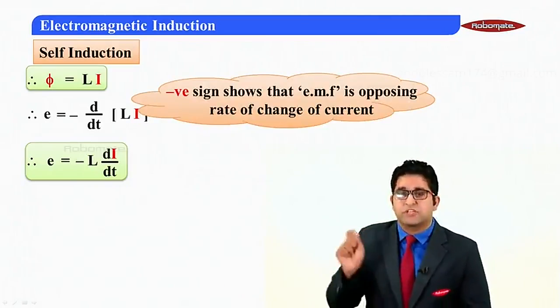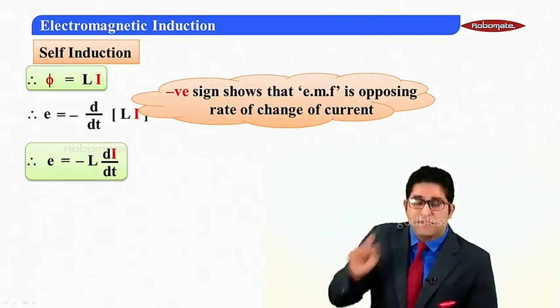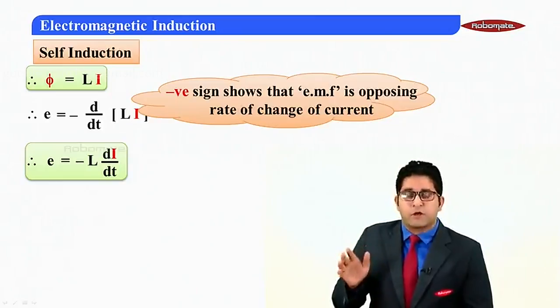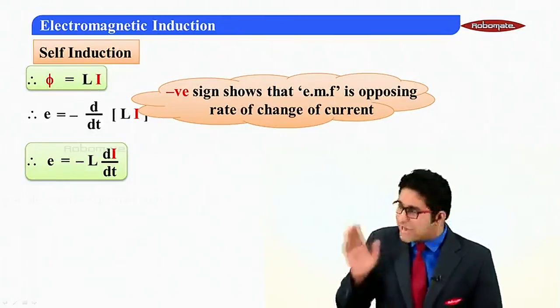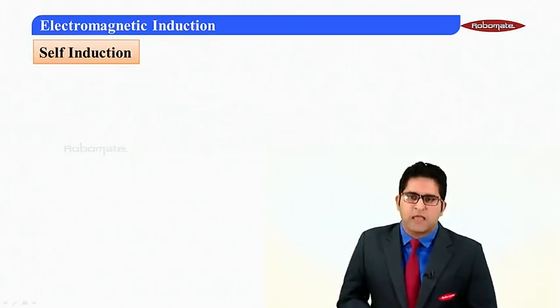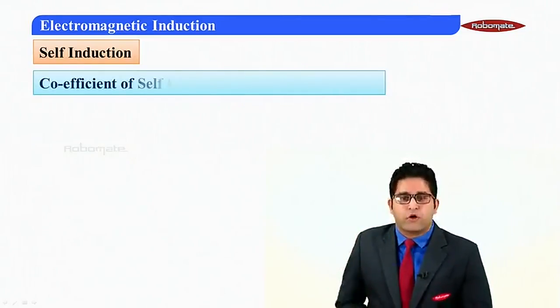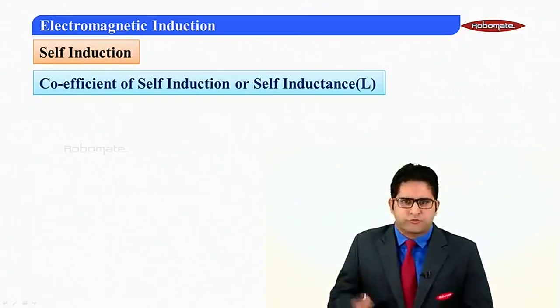And why is it opposing the change of current in the same coil? Because this rate of change of current in the coil is the reason behind the induced EMF. And according to Lenz's law, induced EMF will always oppose the cause producing it. That's why we have a negative sign over here. Now let us move further. Let us start with the next part of this module, that is the coefficient of self-induction or self-inductance, capital L. Now students, we know the relation.